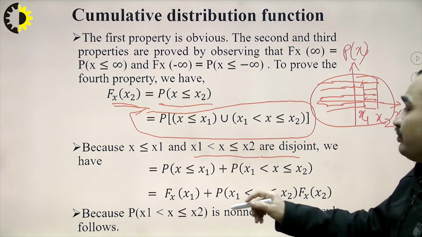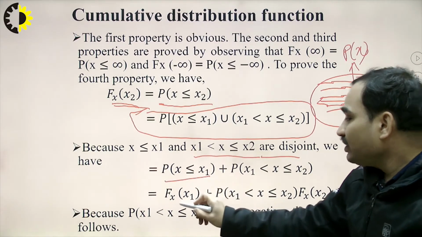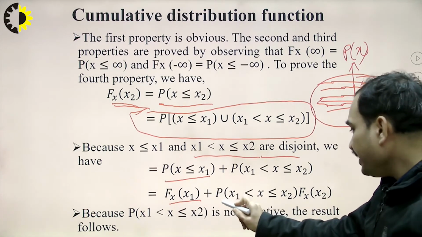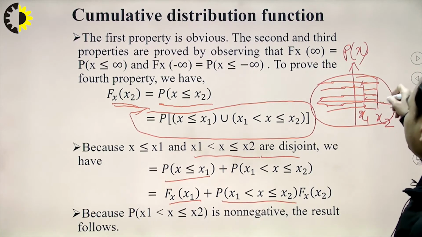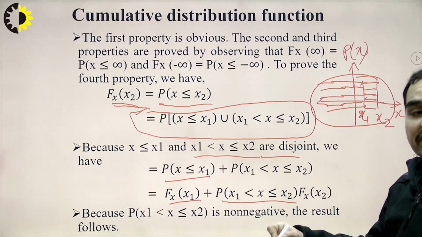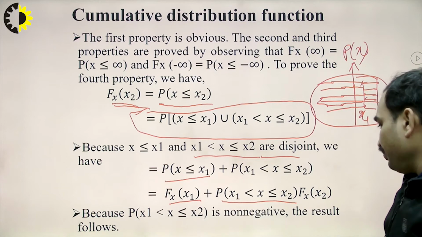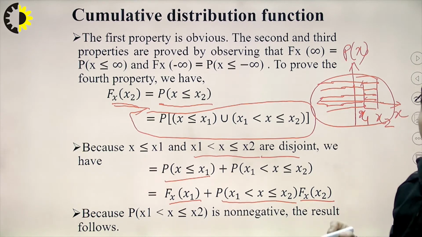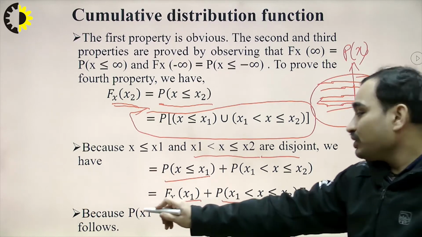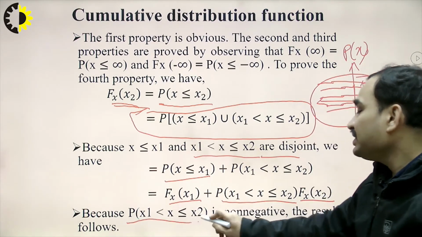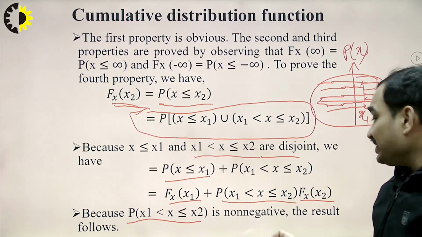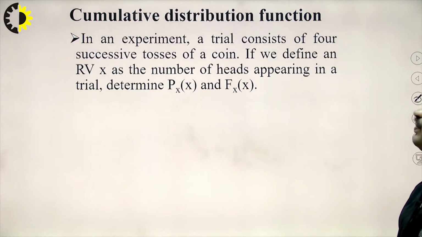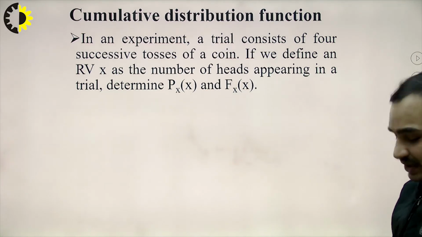So we have written this as the function for x1, and the probability between x1 and x2, multiplied with the cumulative distribution function for x2. Because the probability between x1 and x2 is non-negative, the result follows. So what does it follow? It follows this.